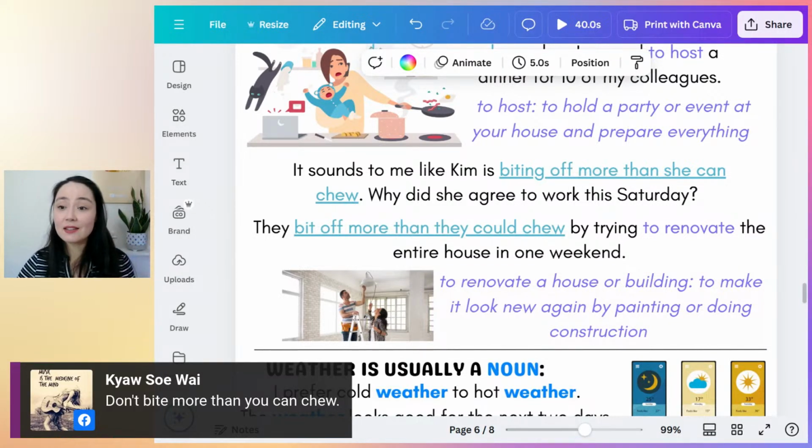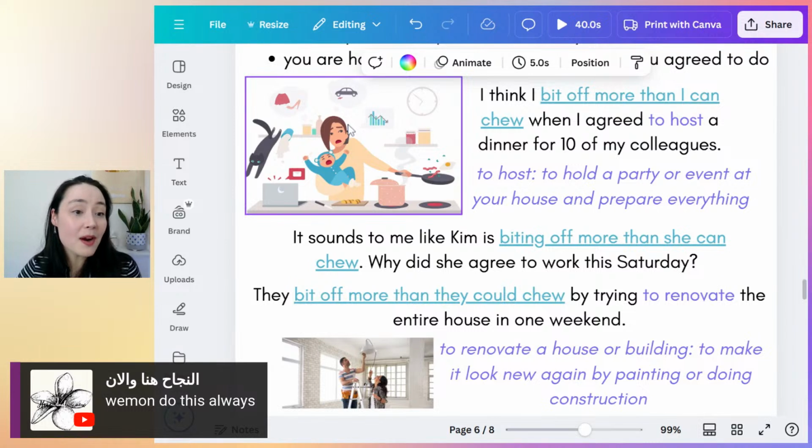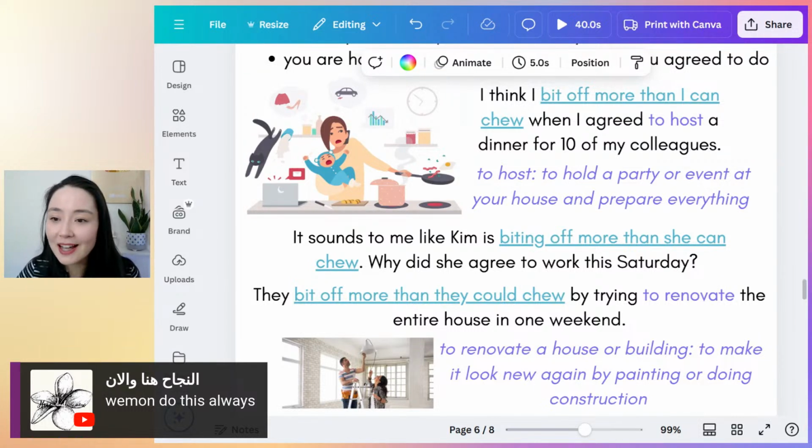Good advice. Don't bite off more than you can chew. Yes. Good. Women do this always. Oh, multitasking. Yeah, people say women are really good multitaskers. They multitask a lot.